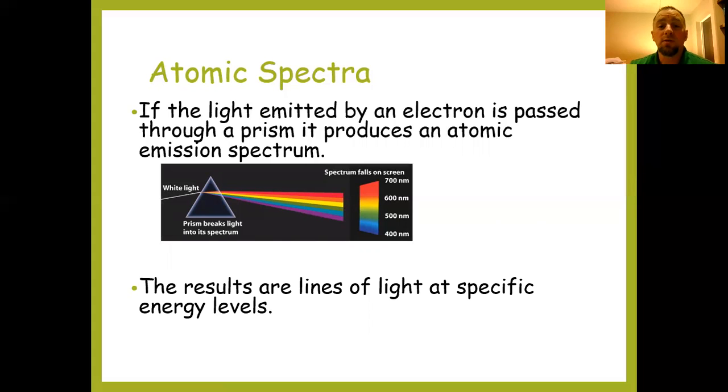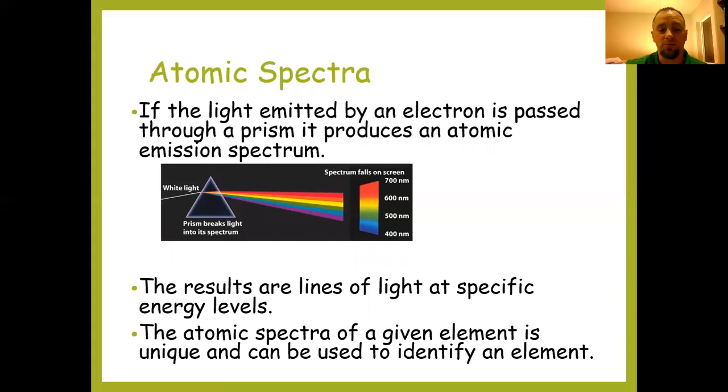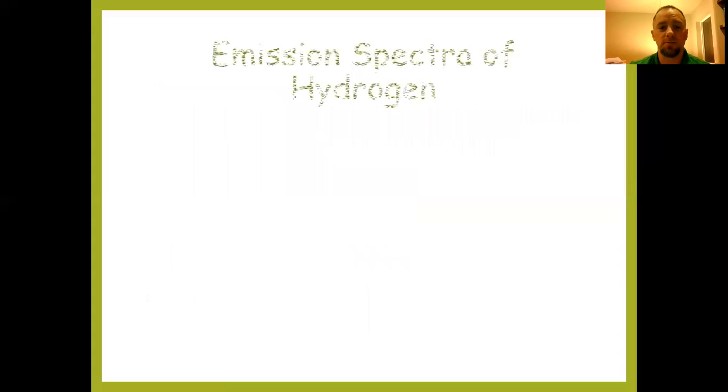Each of those colors is a different amount of energy, a different wavelength of light at a different energy level. So the atomic spectra for an element is unique because we can identify that. We won't get an entire spectrum. Instead, we'll get specific wavelengths from each of those elements.